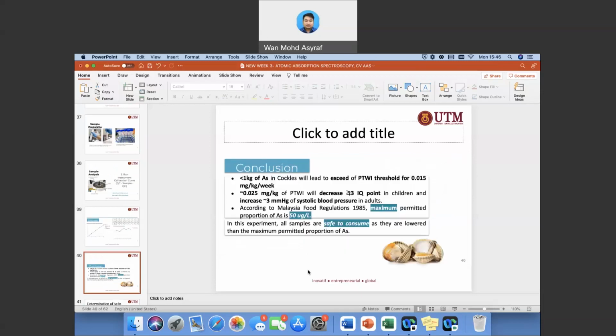So the conclusion is that below 1 kilo of arsenic in cockles will lead to exceeding the PTWI threshold of 0.015 milligram per kilo per week. So there is a threshold here. According to the Malaysia food regulations, the maximum permitted proportion of arsenic is 50 microgram per liter. So in this experiment, all of the samples are safe to consume as they have a much lower content of arsenic inside the cockle shell.